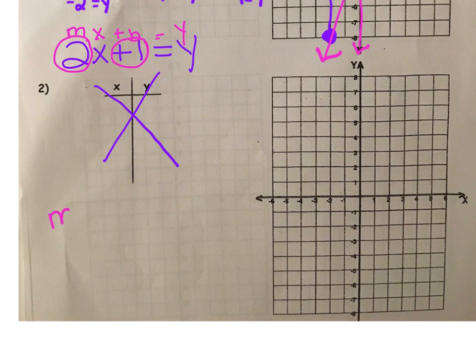In the work area, write m equals 2. And then next to it, make it into a ratio, 2 over 1. That's a positive 2, so we're going to go up 2, and that's a positive 1, so we will go to the right 1. That's the rate of change. Now our b value is a positive 1. That is our y-intercept.